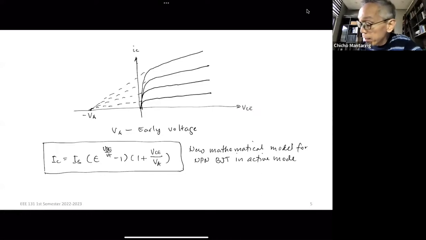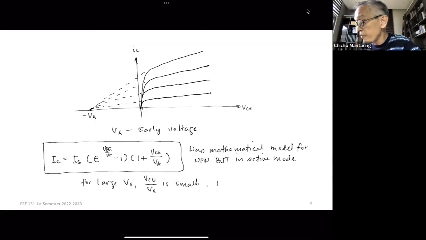Okay, note that if V sub A is large, then VCE over V sub A is small, and then we're just left with our original equation. So for large V sub A, VCE over V sub A is small. So that one will be very much larger than VCE over V sub A, so that this is negligible. That will now be negligible. And what remains is this, which was our original model.